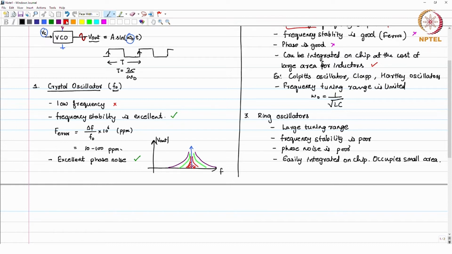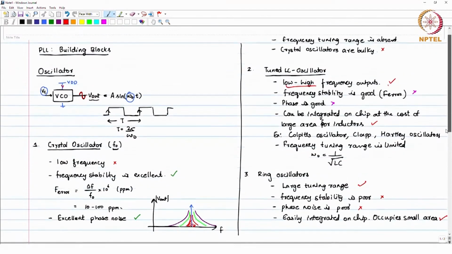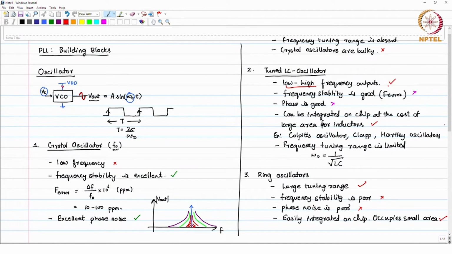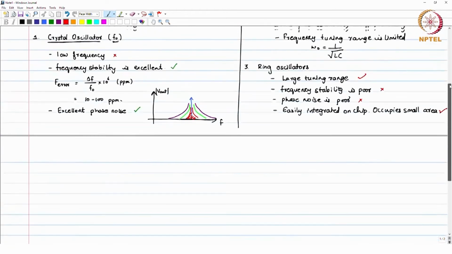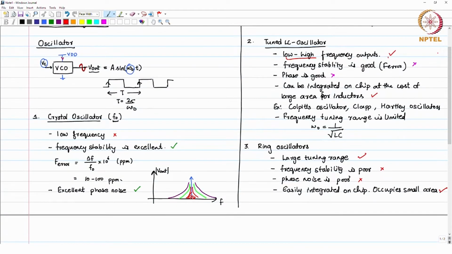So, if we think about it, large tuning range is a good part, frequency stability is poor, this is not good. So, you cannot use it standalone. Phase noise is poor, again you have to use it in a PLL loop. Easily integrated on chip and occupies a small area, that is the good part about the ring oscillator. So, these are 3 different kinds of oscillators. We will talk about the last 2, because in many places we need oscillators with a wide tuning range. So, we will start with the ring oscillators to begin with.